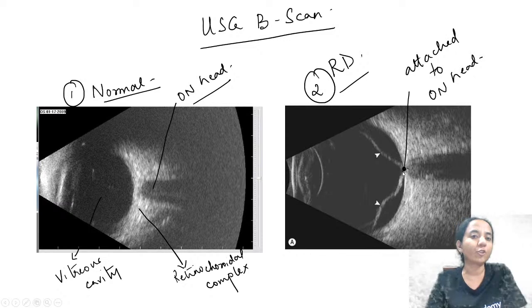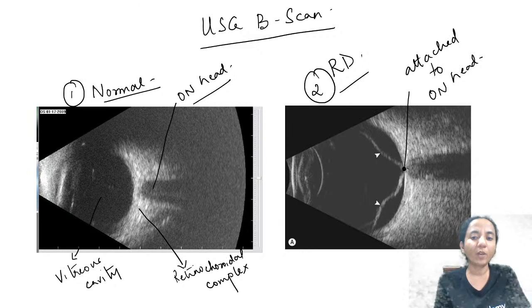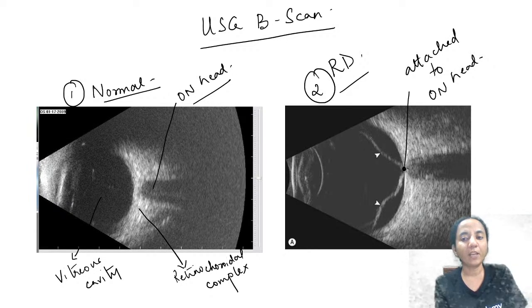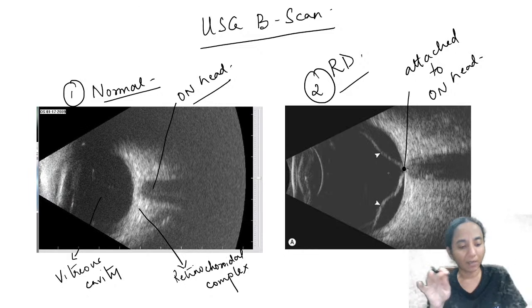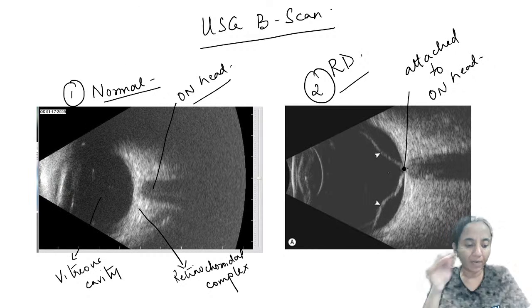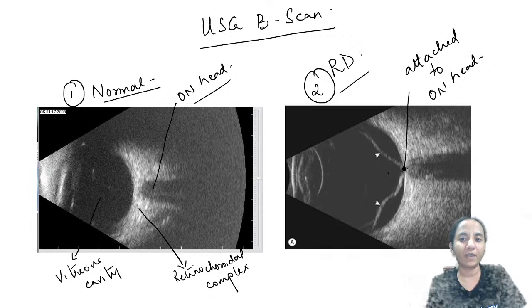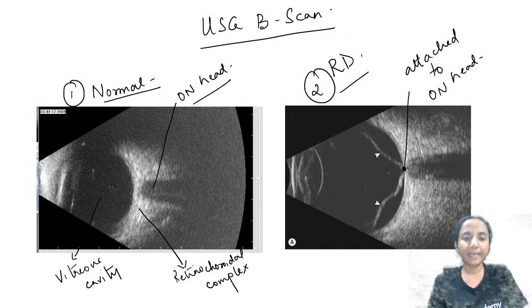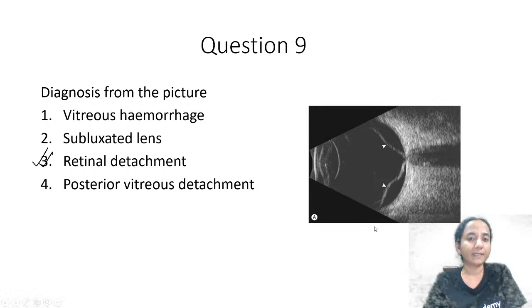Now, why I am telling you this is, you can have a membranous detachment. If it is not attached to the optic nerve head, then we are going to call it a PVD, that is a posterior vitreous detachment. Some of you confused it with PVD. In a PVD also, you will have a detachment like this, but it will not be attached to the optic nerve head. If it is attached to the optic nerve head, then we call it a retinal detachment. So this is about our USG B-scan.